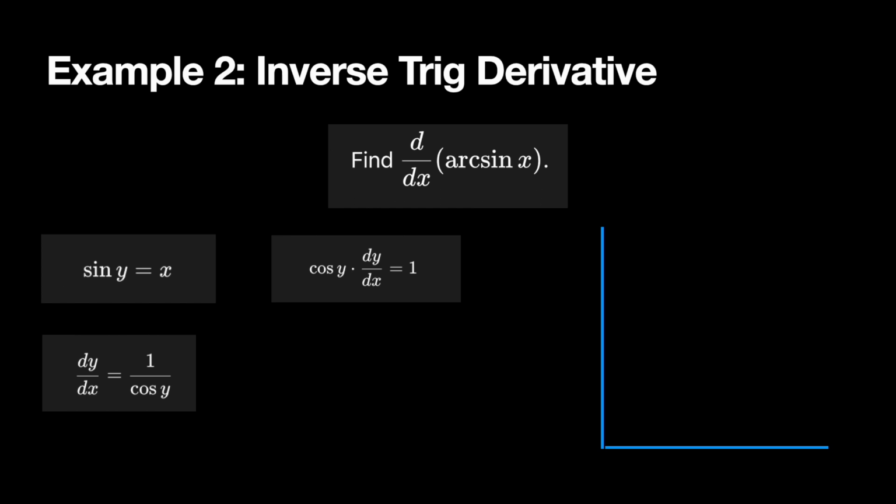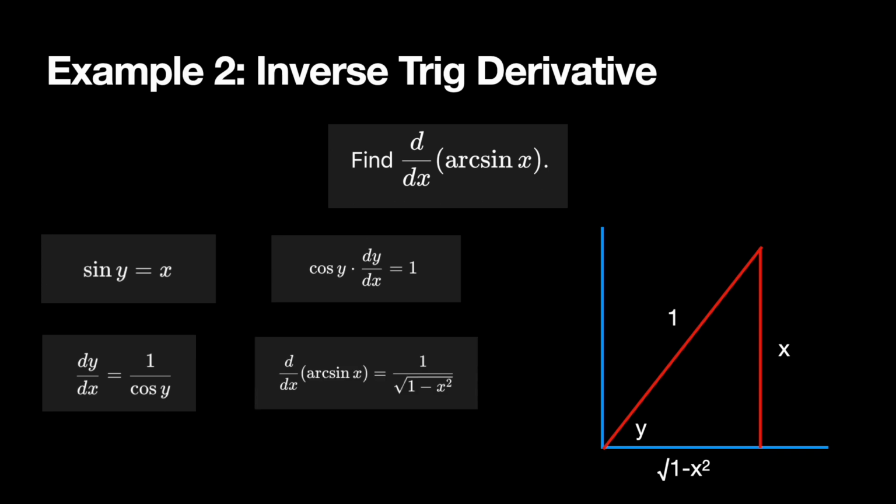So a way to do that is to first draw a triangle and recognize that sine is equal to opposite over hypotenuse, and that ratio is equal to x. And that means the opposite side of y has to equal x, and the hypotenuse has to equal 1. And using Pythagorean theorem, we solve for the third side. Since cosine of y is equal to adjacent over hypotenuse, or square root of 1 minus x squared over 1, we can substitute that in and get the derivative of arcsine of x.